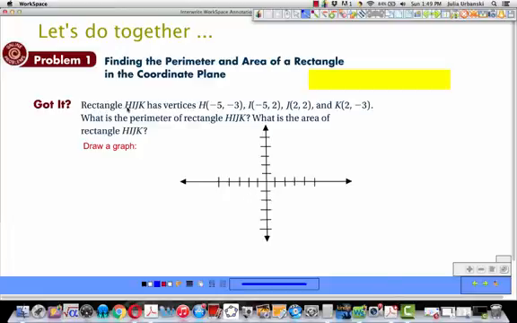So this is rectangle HIJK. It has vertices H at -5, -3. I'm sorry, -3. 1, 2, 3, 4, 5, 1, 2, 3. And that is my H. I is at -5, 2. 1, 2, 3, 4, 5 to the left and 2 up. That's I. And then J is at 2, 2. 1, 2, 1, 2. And K is at 2, -3. 1, 2, 3.